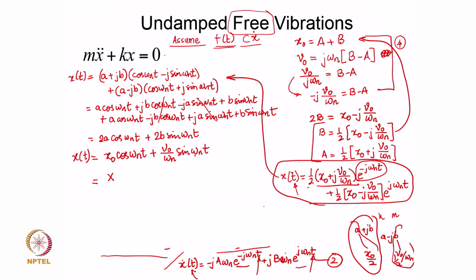So, I will write this same equation as X cos omega n t minus phi, where the capital X is nothing but square root of x naught square plus V naught by omega n square. Okay. And what is phi? The phase angle here is going to be tan inverse of V naught over omega n x naught. These are all standard mathematical manipulations.